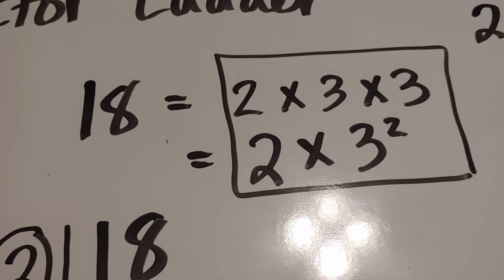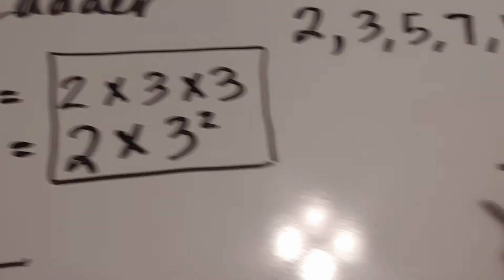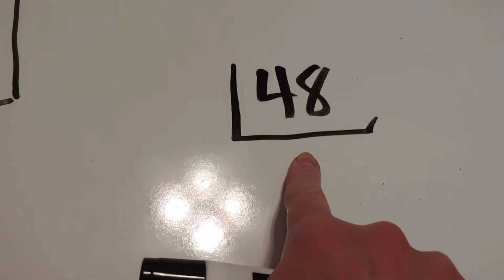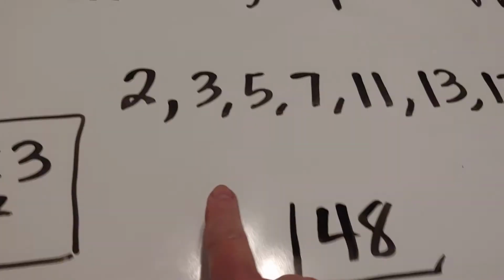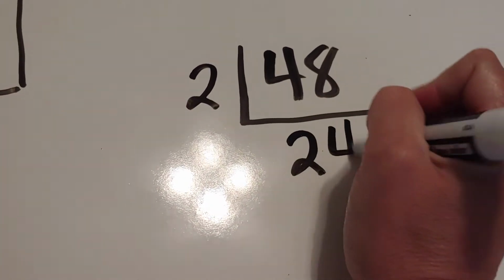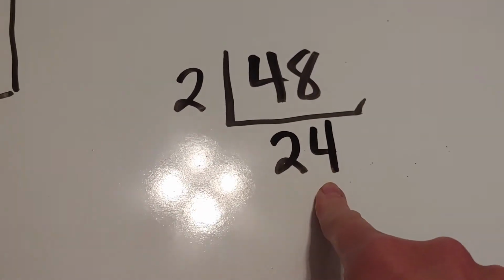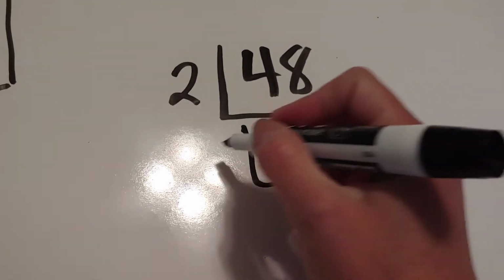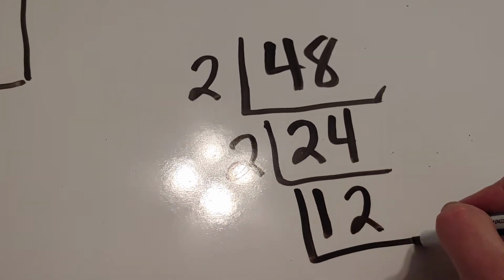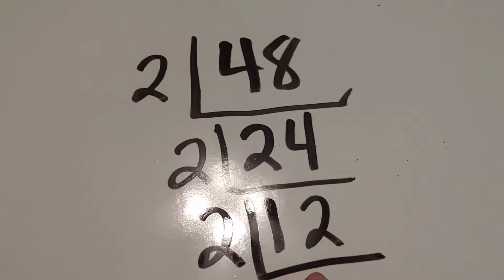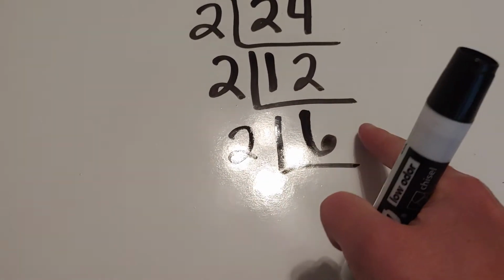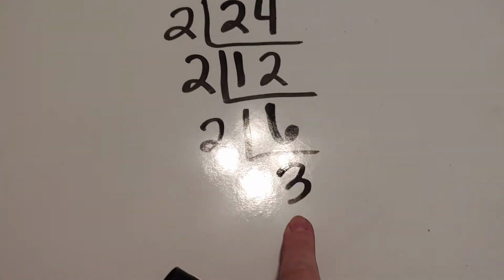Let's say that I had the number 48. If I want to find the prime factorization of 48, I would go to my very first prime number, which is 2, and I'm going to divide by 2 until I can't anymore. So 2 goes into 48 24 times. I can divide by 2 again. 2 goes into 24 12 times. I can divide by 2 again. 2 goes into 12 6 times. I can divide again. 2 goes into 6 3 times. I can't divide by 2 anymore.